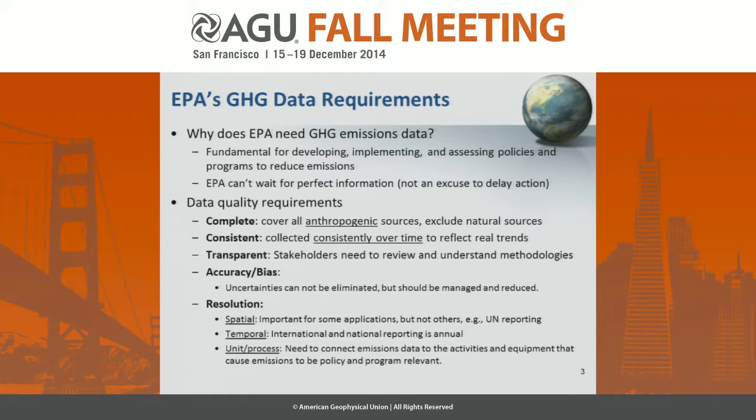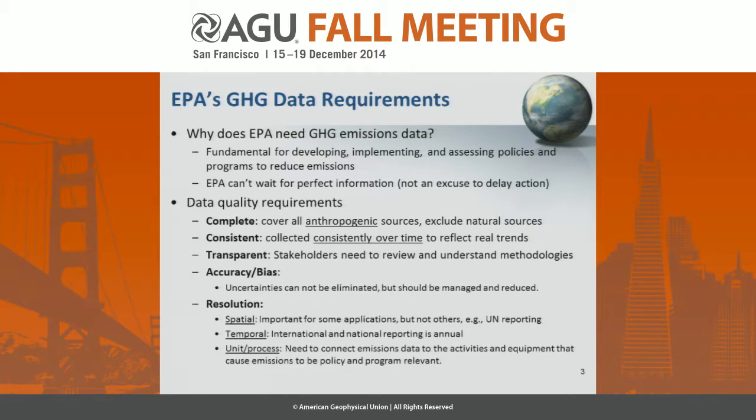There are some general data quality requirements we consider for national greenhouse gas inventories. The data sets must be complete. We need to cover all anthropogenic sources and exclude natural sources. The greenhouse gas inventory is calculated over a time series from 1990 to the most recent year that we have data. And so we need consistent methods and data collection over time so that we can be reflecting real trends.